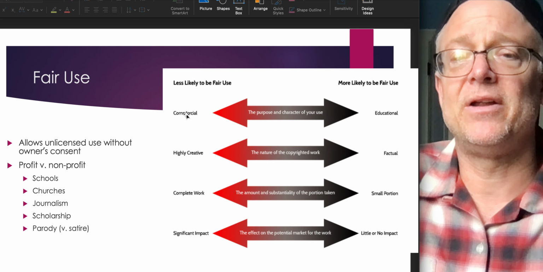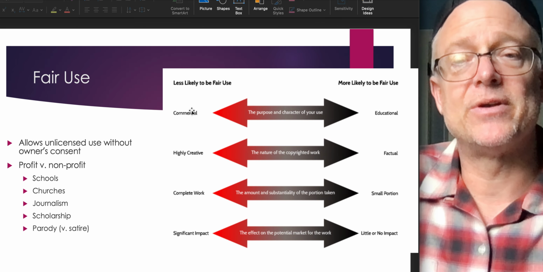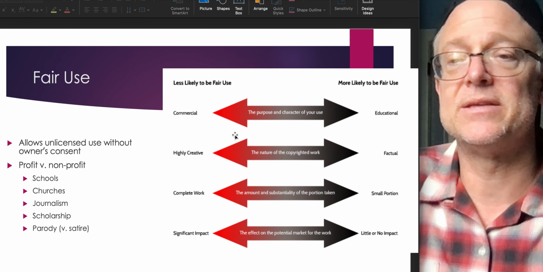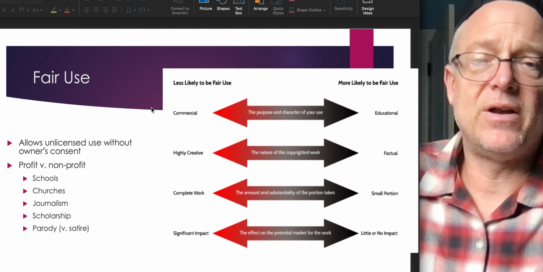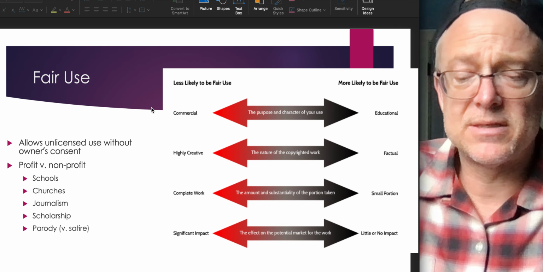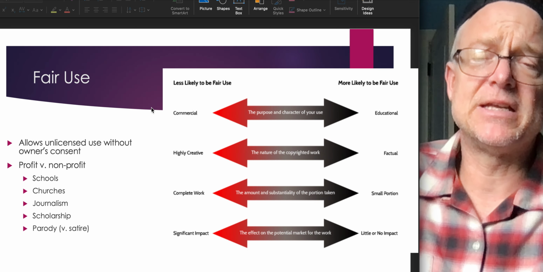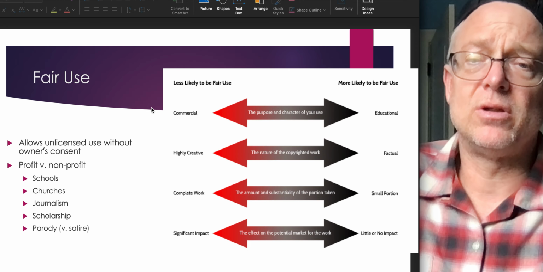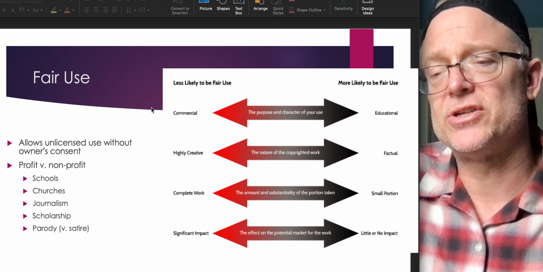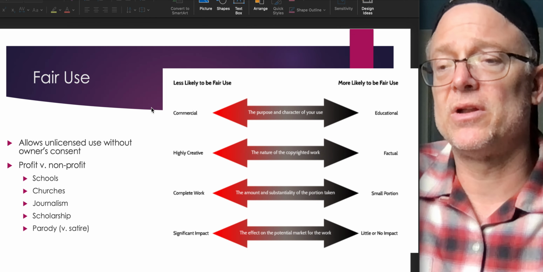Less likely to be fair use if it's very creative, if you're borrowing the whole work, if it makes a significant impact on the original work, if it's commercial in value, as opposed to the opposite over here. So red is danger, black is more safety. Basically, fair use allows you to say, I'm going to use some work that doesn't belong to me without the owner's consent, and I won't be an infringer. Some examples of less commercial, less creative, more factual uses that would be deemed, quote, fair would be using something in an educational, face-to-face setting, churches for worship, journalism, scholarship.